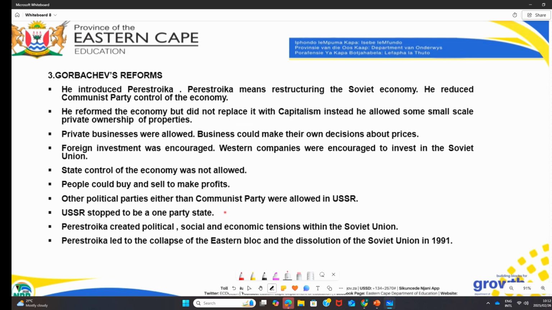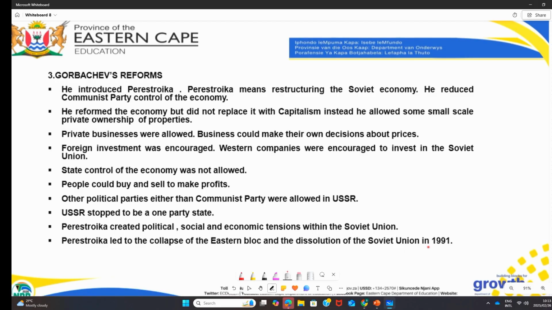That is Perestroika. I want you viewers to be familiar with the word Perestroika. Perestroika means restructuring of the economy. That is one of the reforms he introduced because he wanted to improve the economy.